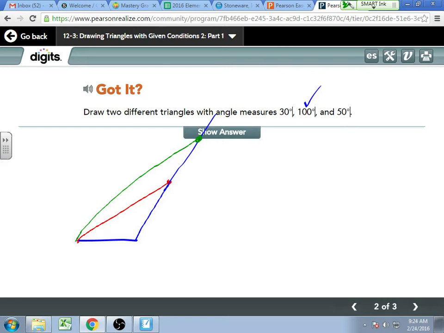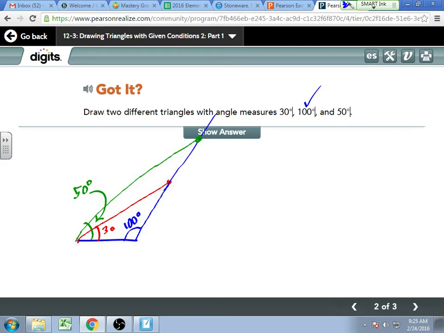Then to make a different, well, I've already made two different triangles. So really we would want to draw them separately, but that's how I do two different triangles. I could either do 30 over here or 50 over here, depending on how I want these to connect, keeping my 100 degrees down here. So that's how we draw two different triangles when given all three angles. You set your base, put one angle on the one side, put the other angle on the other side of it.